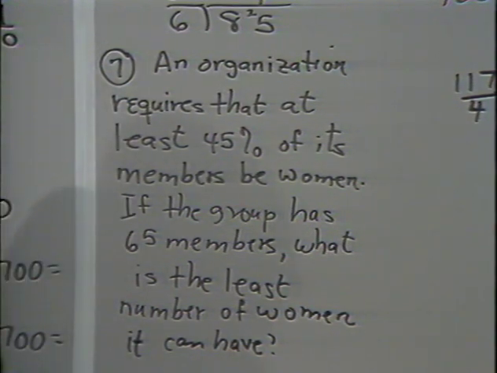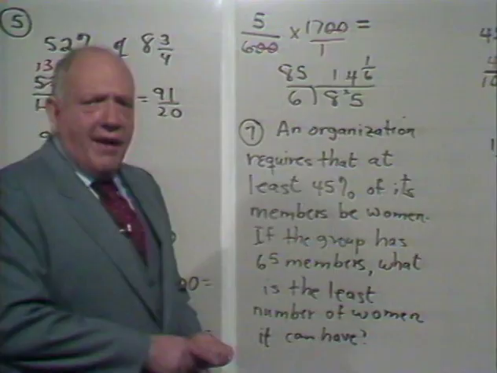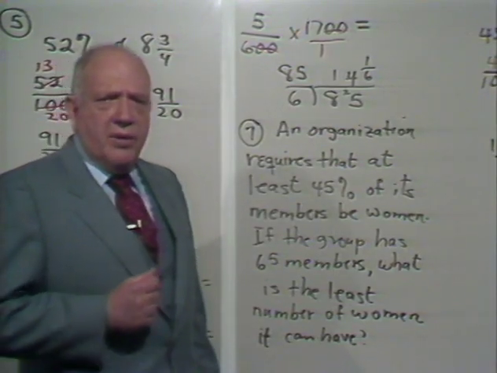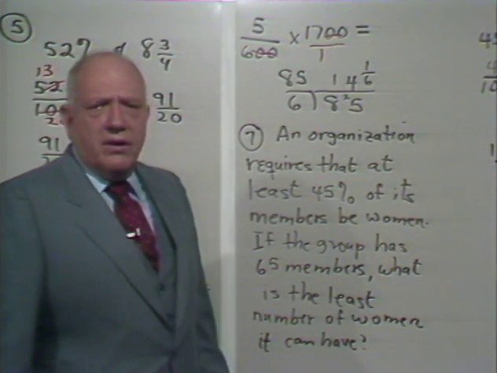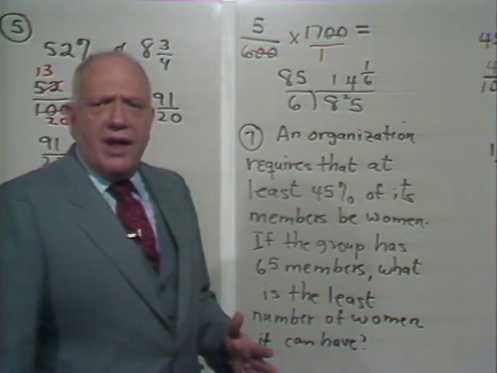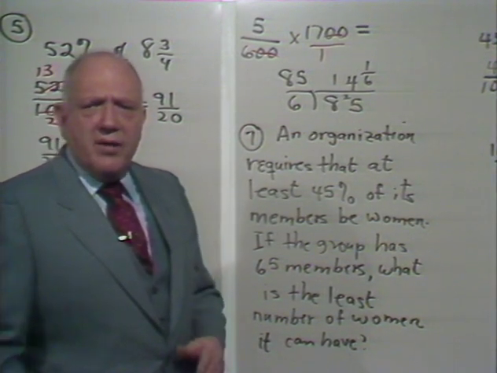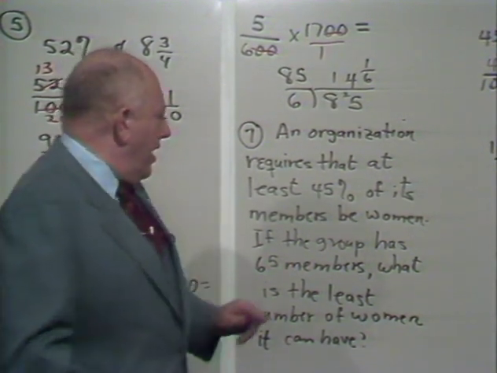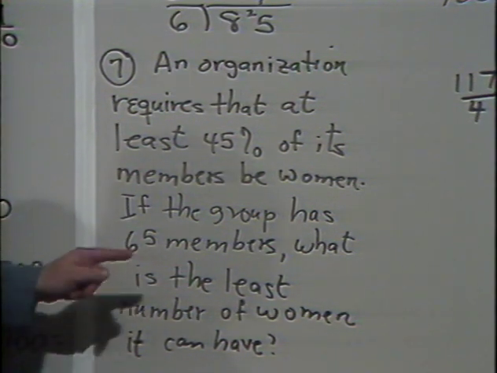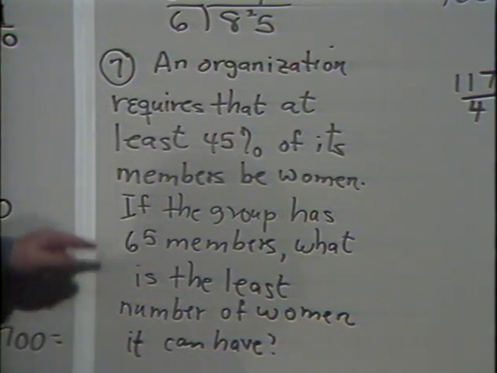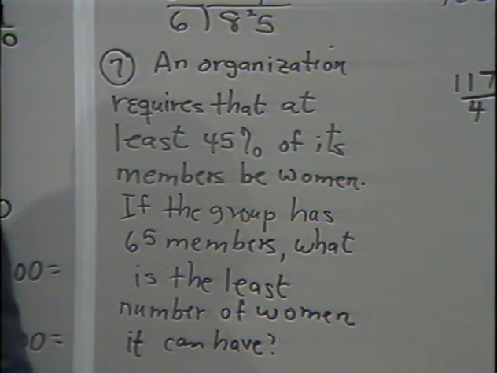Here's one that ties in with the now and the ERA type of situation. An organization requires that at least 45% of its members be women. That's a bylaw. At least 45% of our members have to be women. What does that mean? Out of every 100, 45 have to be women. Well, that's easy enough if you only allowed 100, 200, 300 members, but you're not going to have exactly 100 members. In fact, in this club, there are 65 members. And the question says that if at least 45% have to be women, what's the least number of women that can belong to this club?